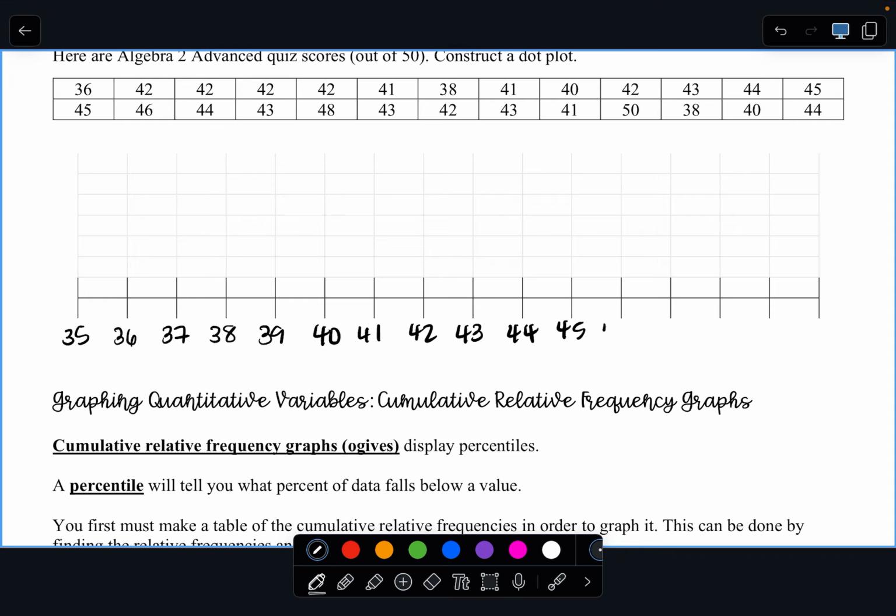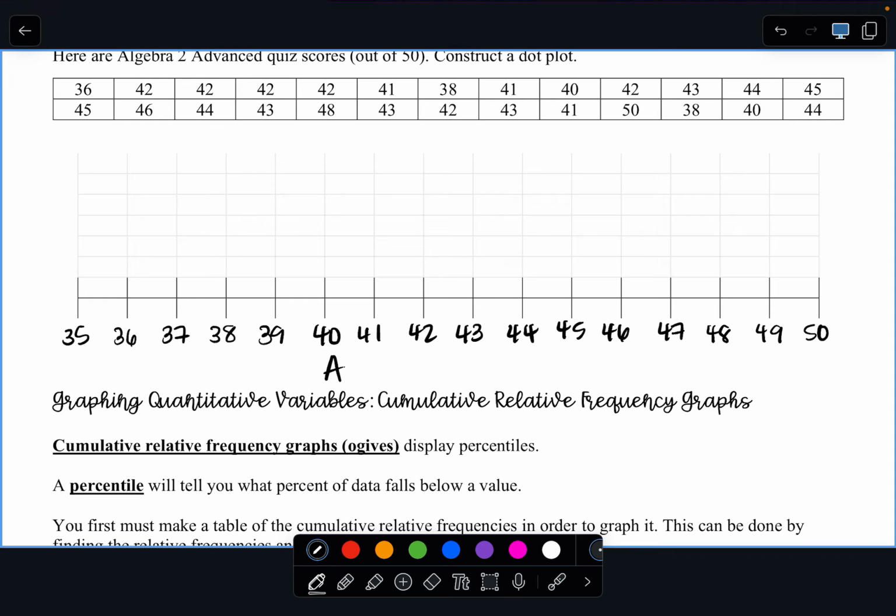I usually, if I'm deciding bin size or scaling, I'll kind of find the max minus the min and divide it by how many lines I have. And that usually spaces things out pretty nicely. So I have 35 to 50.